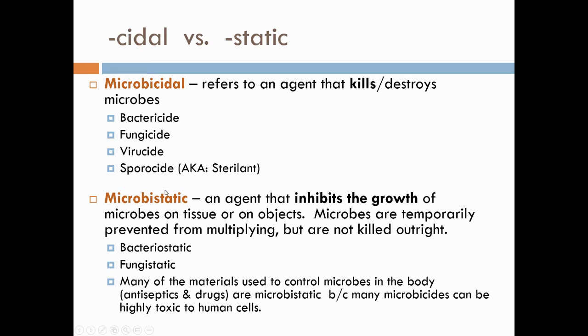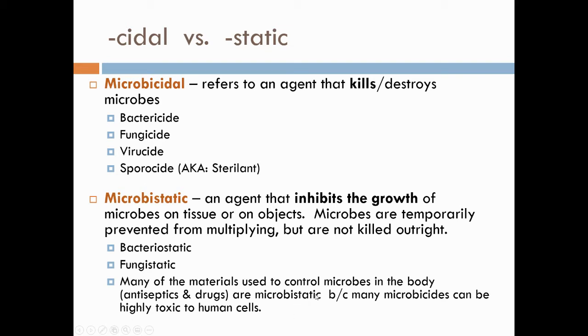Microbistatic or bacteriostatic agents just inhibit their growth. Doesn't kill them, prevents them from undergoing binary fission. So it inhibits the growth. They're temporarily prevented from multiplying, but they are not killed outright. Bacteriostatic prevents binary fission in bacteria, prevents their population from growing, but does not kill them. Fungistatic prevents the fungus from growing.